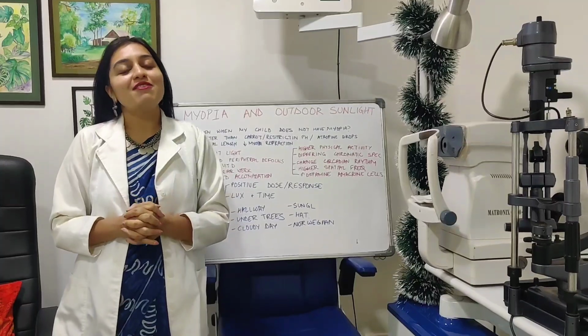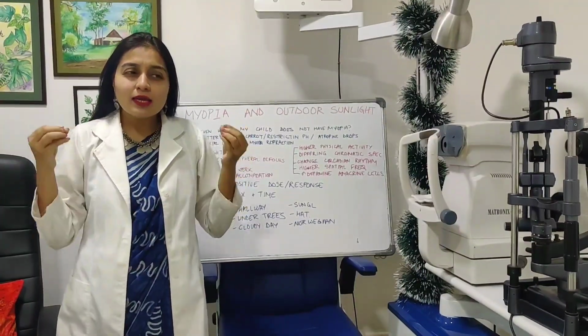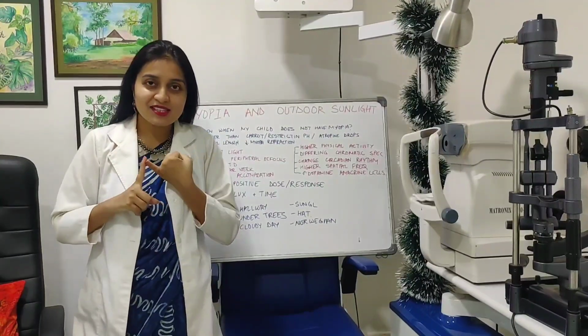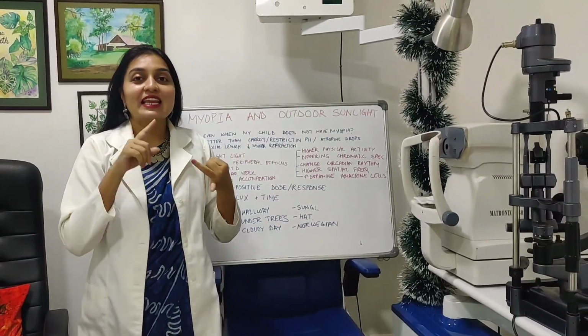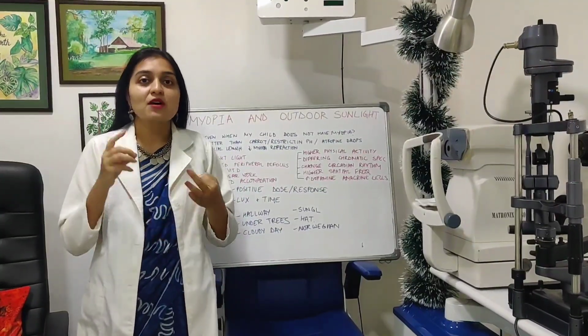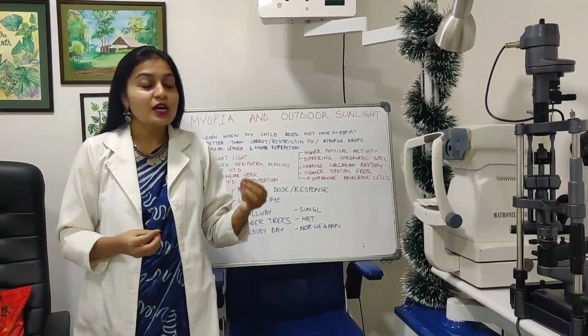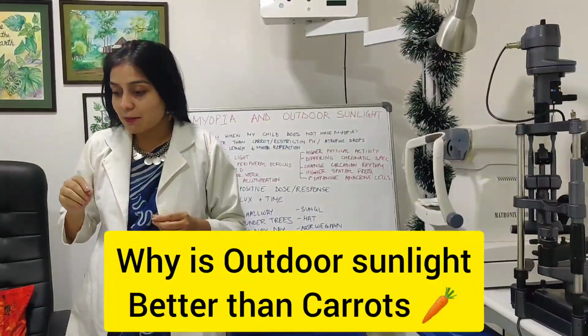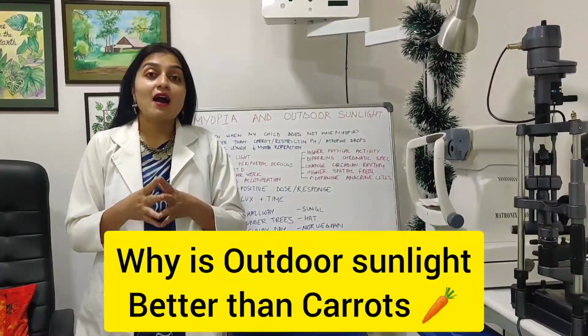Now we go into my favorite part, which is why is outdoor sunlight time better than carrots, better than restricting your phone and mobile use, and even better than atropine drops when it comes to myopia control. The first, let us go into carrots. Now, I want to share these numbers with you.